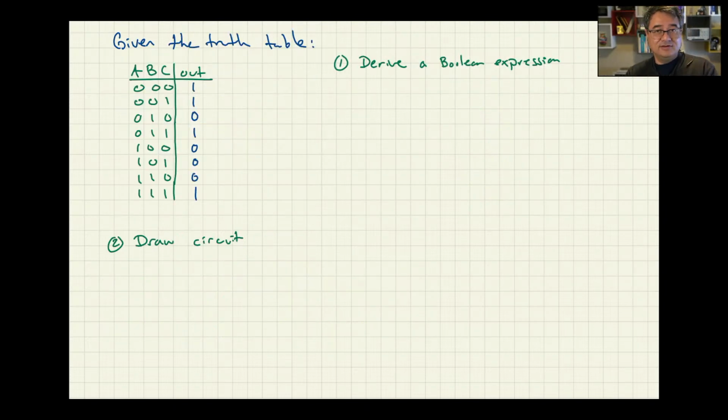Let's flip that around, and this time we're going to start with the truth table, derive a Boolean expression, and then draw the circuit. So we're going in a reverse direction. Here's how you do this. With this truth table, you should focus your attention on the rows that have a 1 as the output. That's the first one, the second one, the fourth one, and the last one. So just look at the table and ignore all the ones where the output is a 0, and just look at the ones where the output is a 1. And then write an expression for each one of those rows.